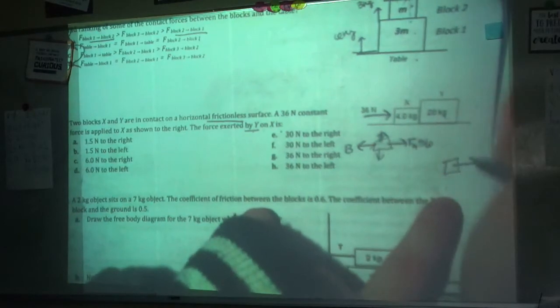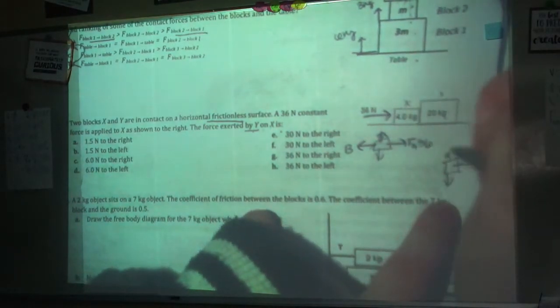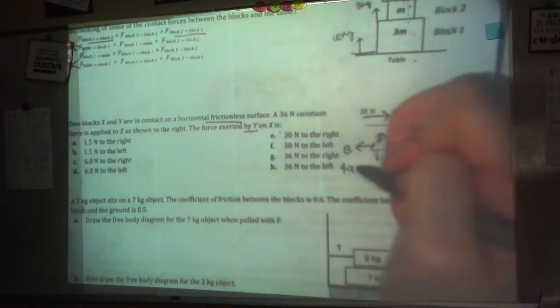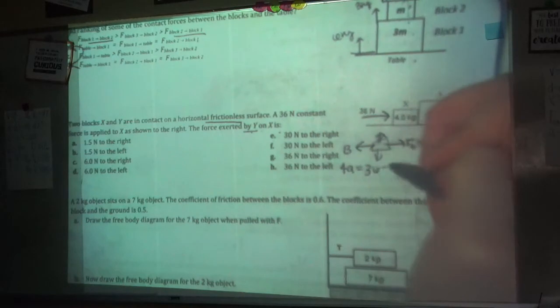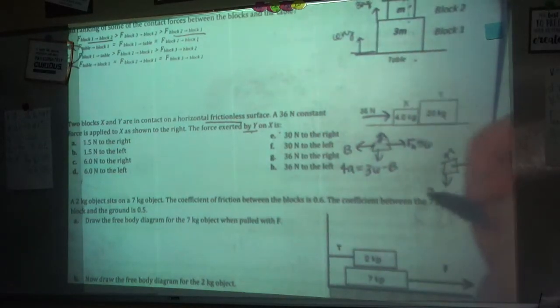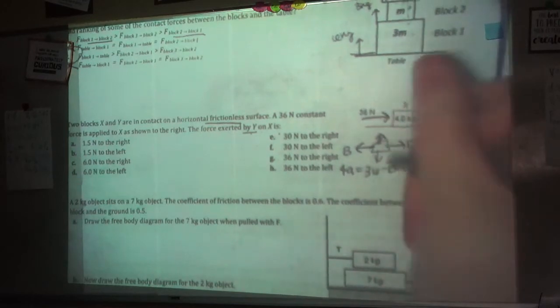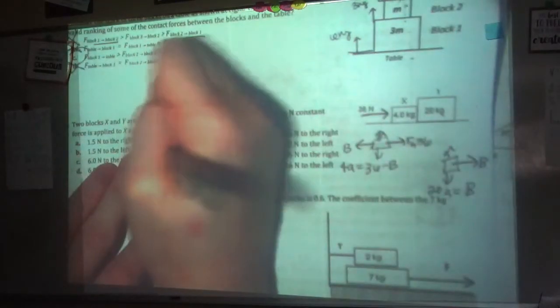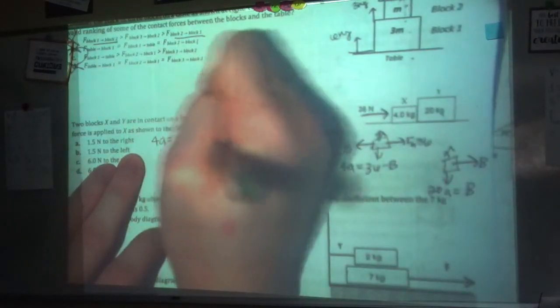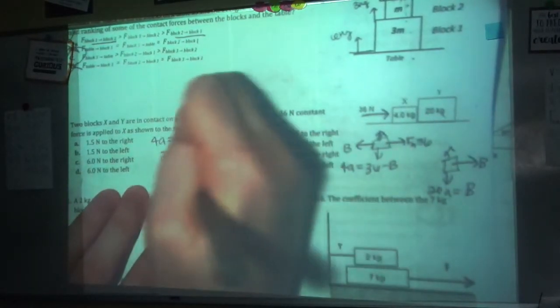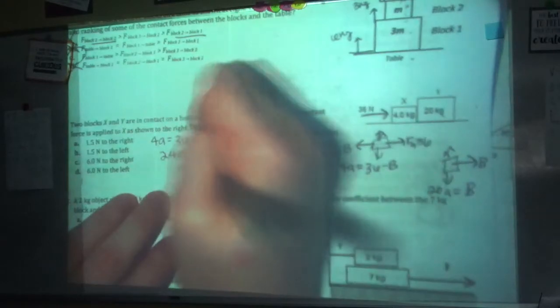So it's pushing it to the side and then gravity and normal, just like before. It says frictionless, so we don't have to worry about it. So my net force here is 4A, and it's equal to 36 minus the B force. And my net force here, 20A, is just the B force. So now you can go back and plug in 4A equals 36 minus 20A. Add this over, you get 24A is 36, so my acceleration is 1.5.